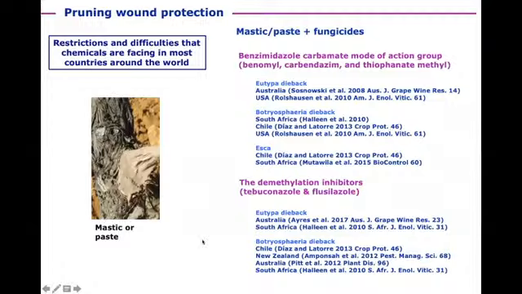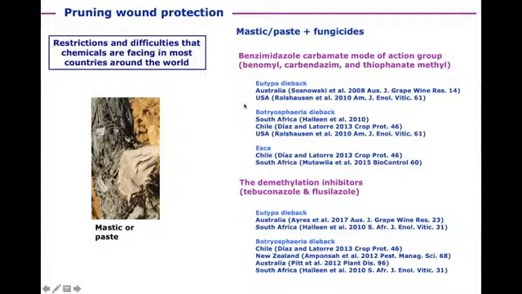Next topic I'm going to talk about is pruning wound protection. Nowadays we have strong restrictions and difficulties on the use of chemicals to protect pruning wounds. Grafting mastics, paints and pastes are by far the most reliable wound protectants, particularly when they are supplemented with fungicides. These not only provide a physical barrier to stop GTD pathogen spores from entering the wounds, but should the physical barrier be compromised by sap flow, rain or cracking when drying, the fungicide can then act on the pathogens.